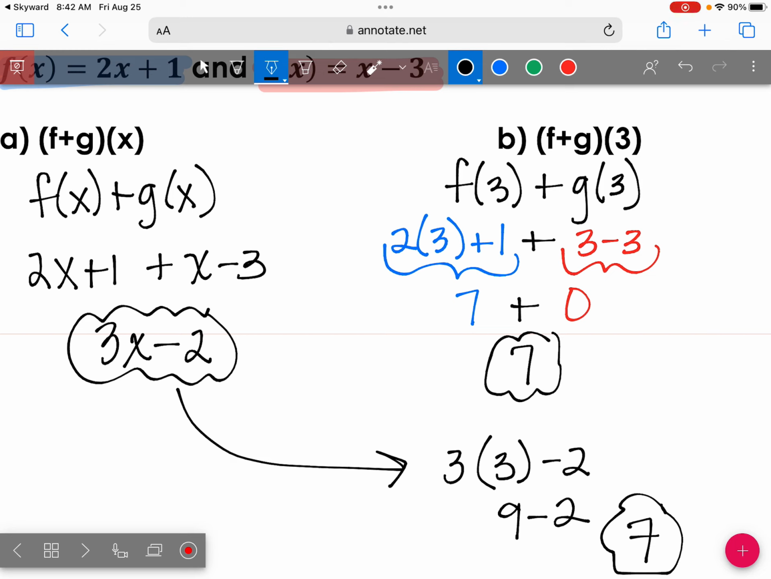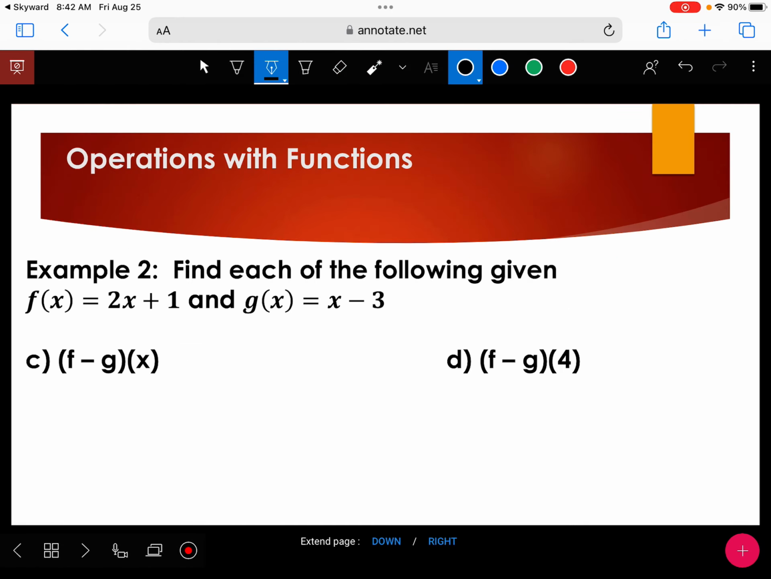All right, we'll do one more question and then we'll end there. Let's subtract, and then I'll show you your test, and we can talk about corrections and retakes. So same 2 functions. We're still using f of x is 2x plus 1, and g of x is x minus 3. This time we're going to subtract them though. So we're taking f of x minus g of x.